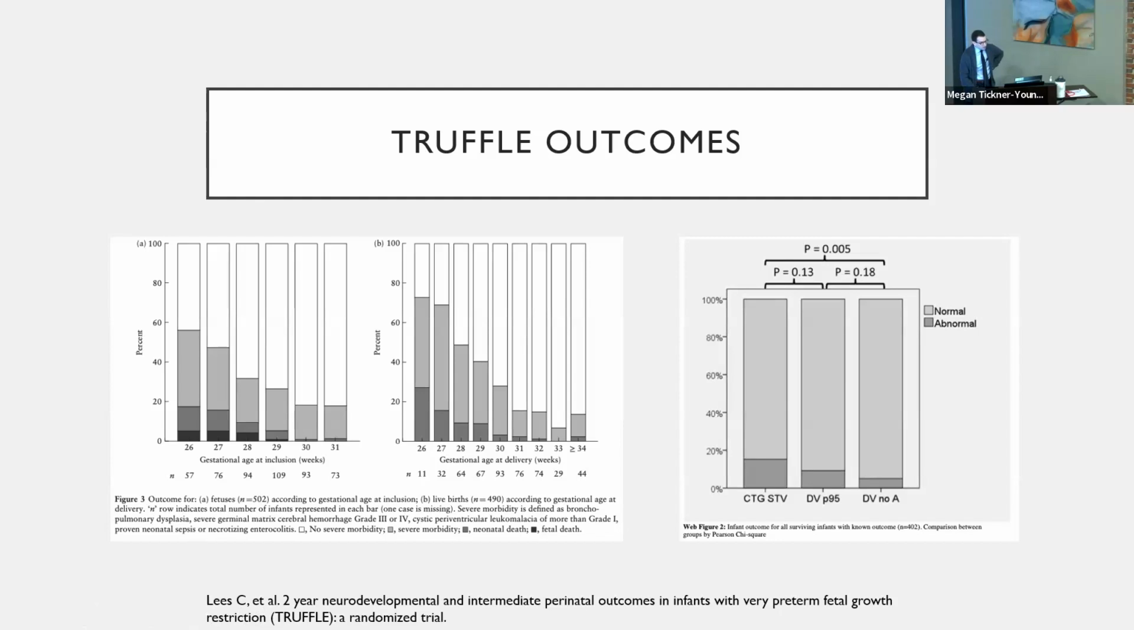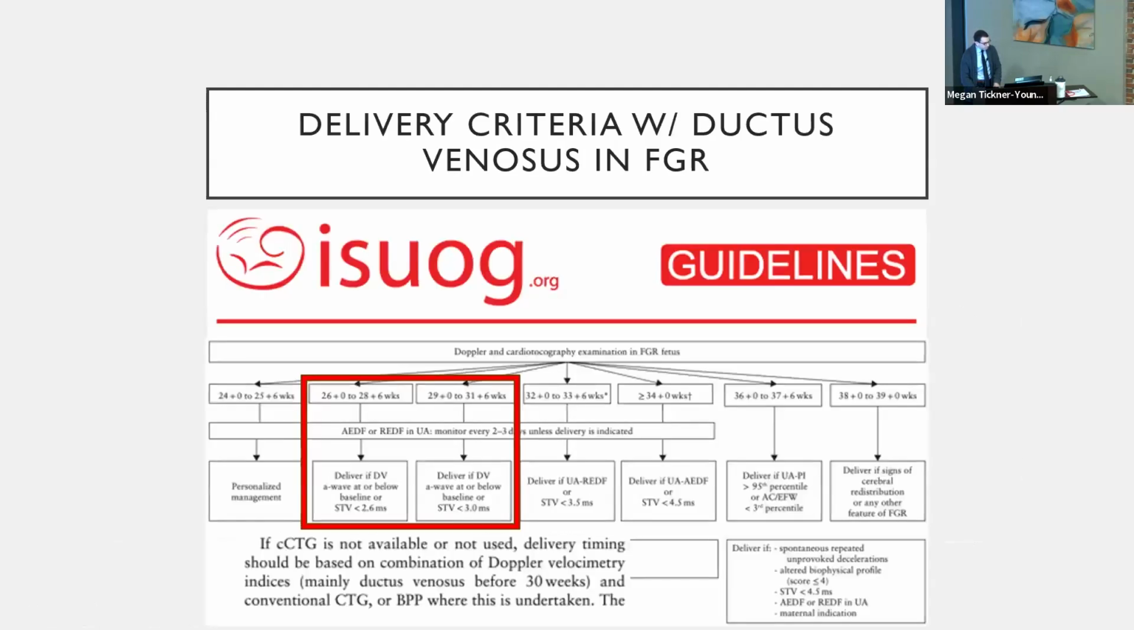The other finding that people have really stuck with are the secondary outcomes. When examining outcomes in surviving neonates, neurodevelopmental impairment was the least frequent in survivors that were randomly assigned to the absent or reversed A wave group. So when fetuses were delivered for those findings, they had the lowest chance of neurodevelopmental impairment.